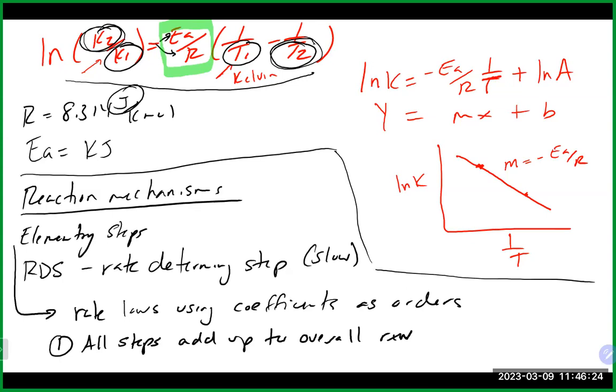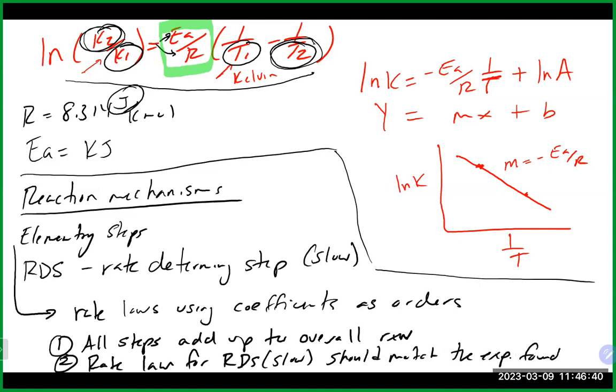The second one is the rate law for the rate determining step, or the slow step, should match the experimentally found rate law. So the experimentally found rate law a lot of times is given to you, not always in problems, but it is sometimes given to you. And that should have the same rate law as the slow step in the mechanism, because frankly, that is the one that's determining how fast.